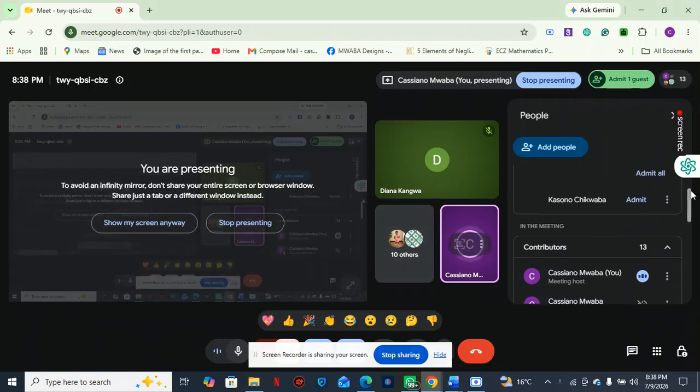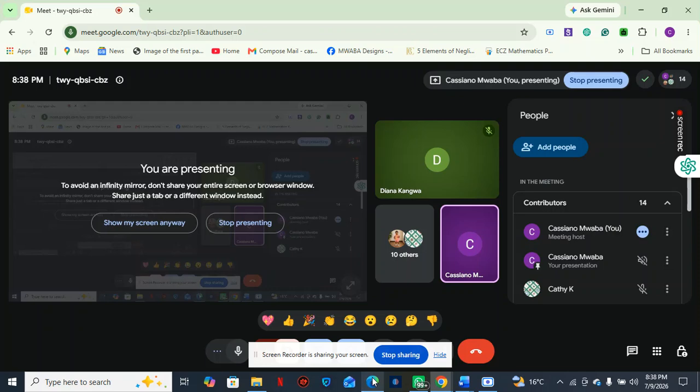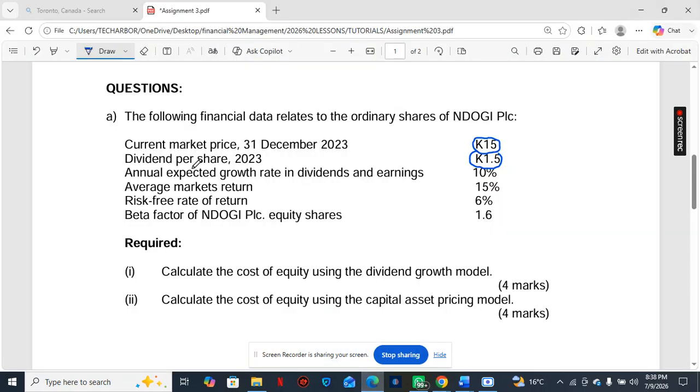Remember, dividends are paid to shareholders. Annual expected growth rate in dividends, 10%. This is the rate we're expecting the dividends to grow at. Next year, the dividend is going to grow by 10%. The other year, the dividend is going to grow by 10%. This is what we're expecting.